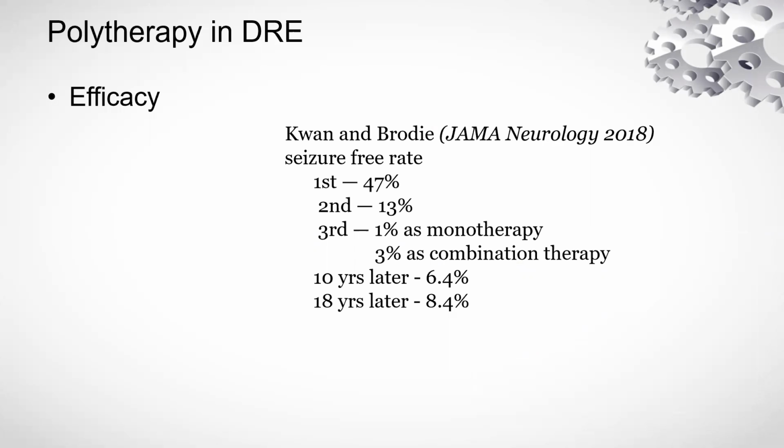Now, what is the evidence in favor of efficacy of polytherapy? Continuing with the same example of Kwan and Brodie, in which 3% of patients became seizure free with combination therapy. These patients were followed for 18 years, and they found that 10 years later, 6.4% of patients achieved seizure freedom with polytherapy, and after 18 years, 8.4% of patients achieved seizure freedom. So with polytherapy, the seizure freedom rate increased from 3% to almost 9% with time.